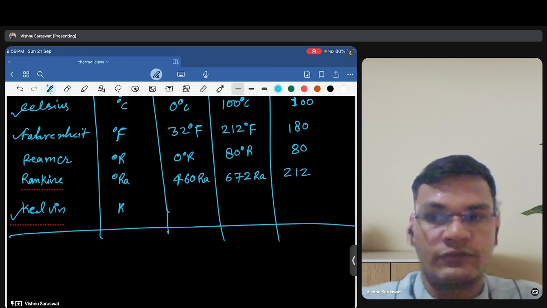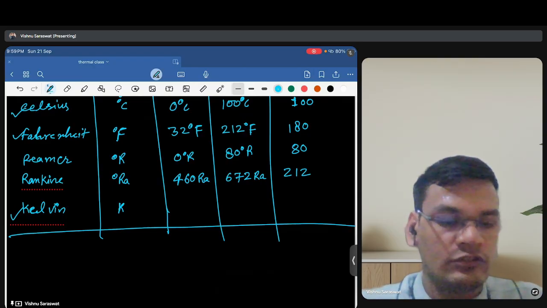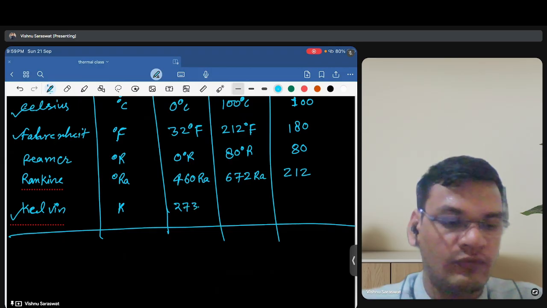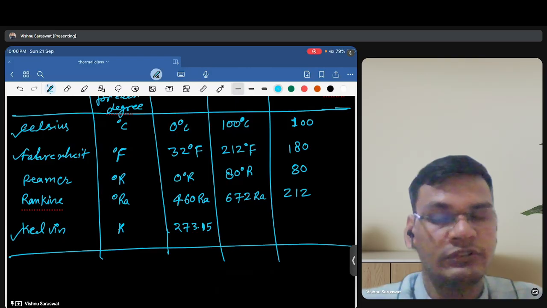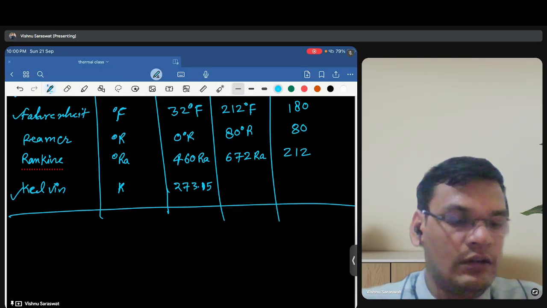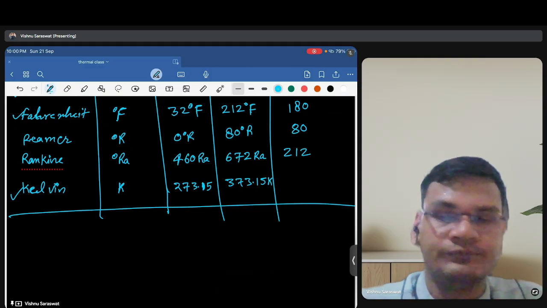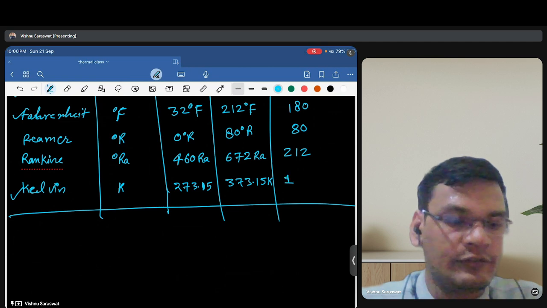Now come to the last one, the Kelvin scale. The lower fixed point is 273.15. It is the standard lower fixed point, and we generally take 273, but its exact value is 273.15. And 373.15 Kelvin is the upper fixed point. So the number of divisions on this scale is 100.